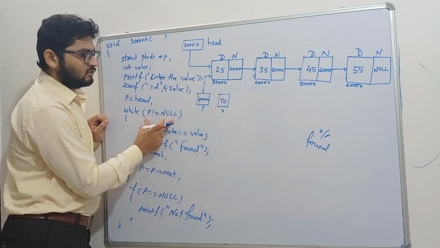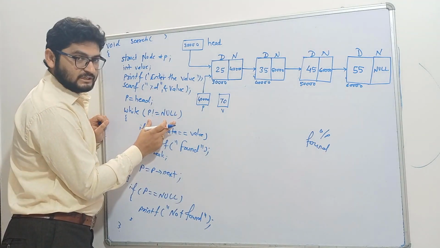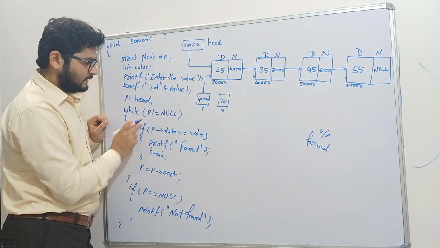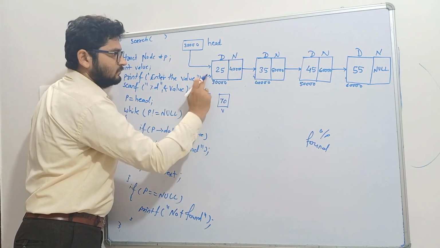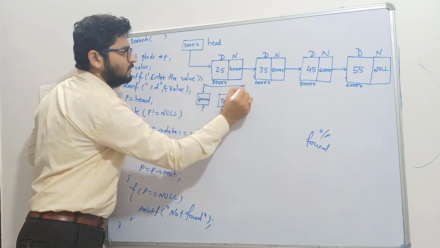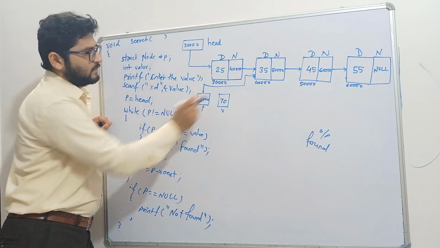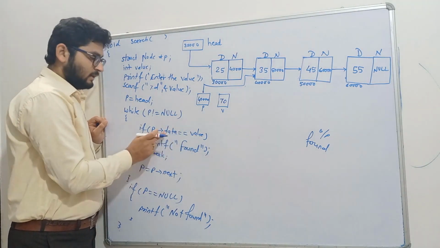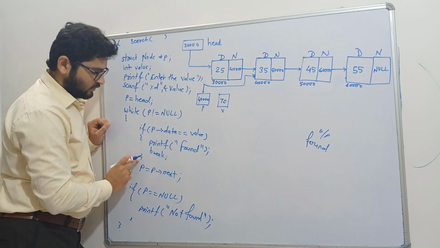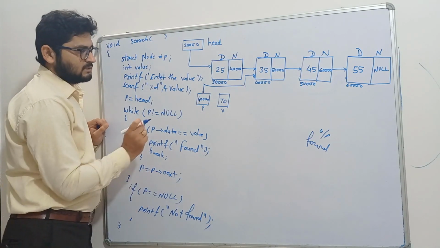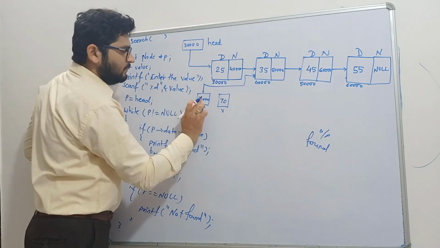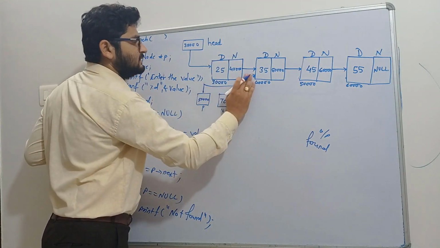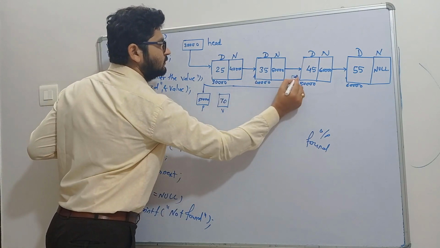Now again 40,000 is not equal to null. Condition is true. Again it will check P arrow data, that is 35. Now it is 40,000, that means it is pointing to this node. So 35 equal to 70, condition is false. So again we come over here. P equal to P arrow next, that means this 50,000 will be written over here. So this will be equal to 50,000 now, and that means it is pointing to the next node.